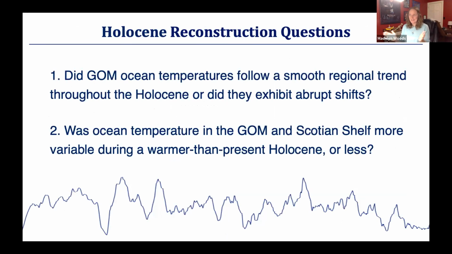So just to sum up, the questions that I'm hoping to answer with my reconstructions are: one, did the Gulf of Maine ocean temperatures follow a smooth regional trend through the Holocene, or did they exhibit abrupt shifts? And two, was ocean temperature in the Gulf of Maine region more variable during the warmer than present Holocene or less variable?